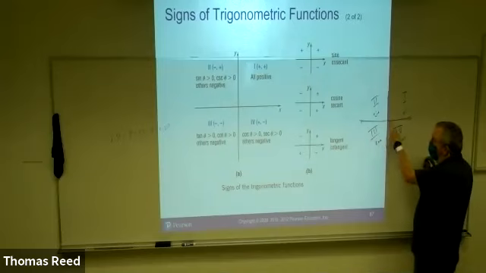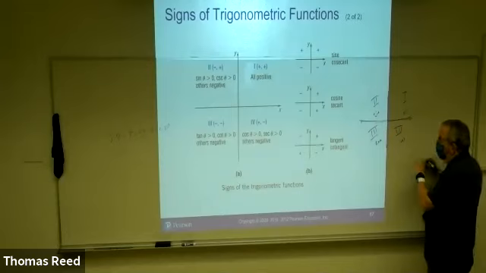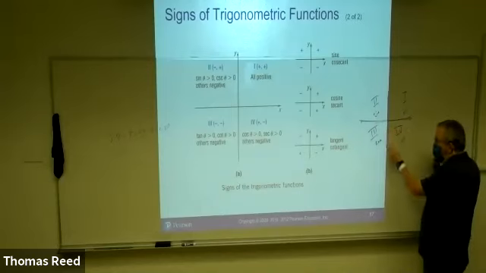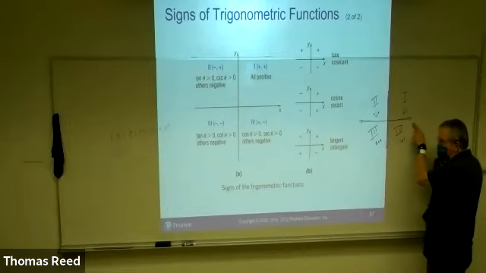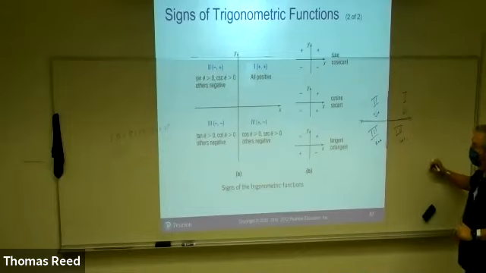But the cosine is going to be negative and the sine is going to be negative. Something similar is happening here. The y values are negative, so the sine will be negative, but the cosines will be positive because the x values are positive. Okay? Questions?